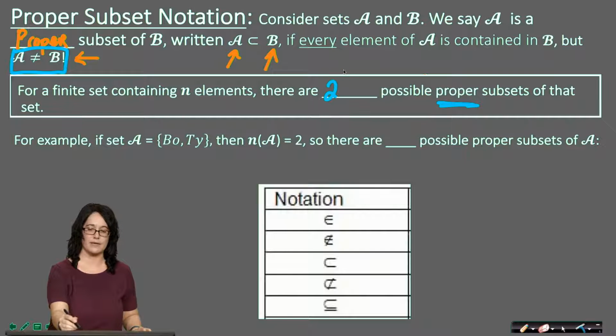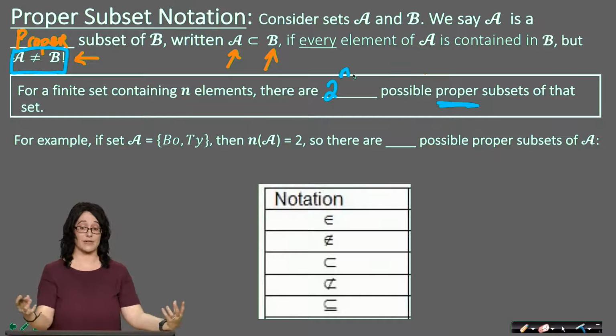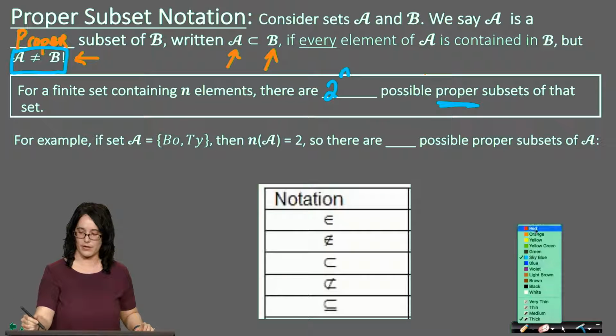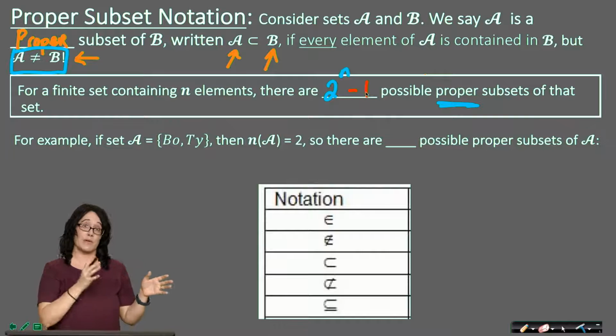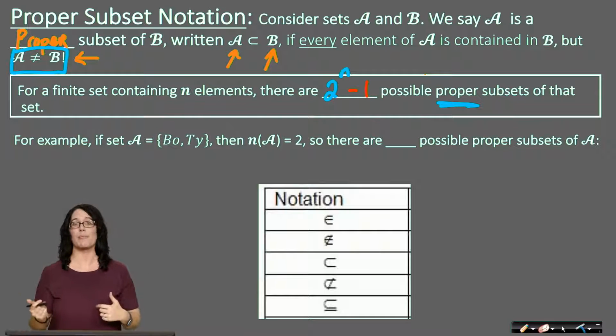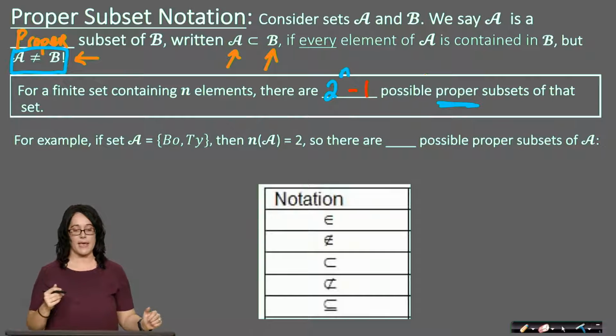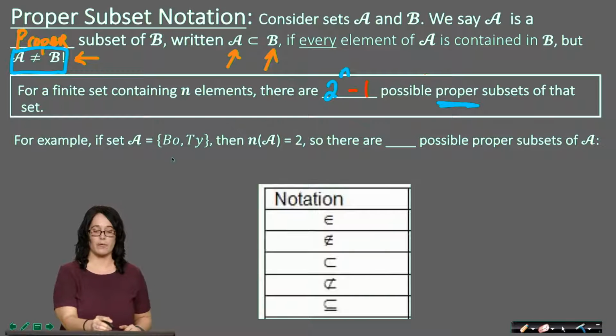2 to the n tells you how many subsets there are, and then subtract 1. So 1 fewer than the number of subsets, that's how many proper subsets you should have. Let's see if we can do an example here. If set A contains these people, Bo and Ty, so 2 people, so then we know that there are 2 elements in that set, how many possible proper subsets of A would there be?